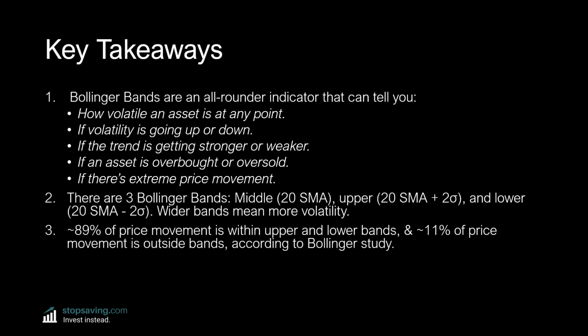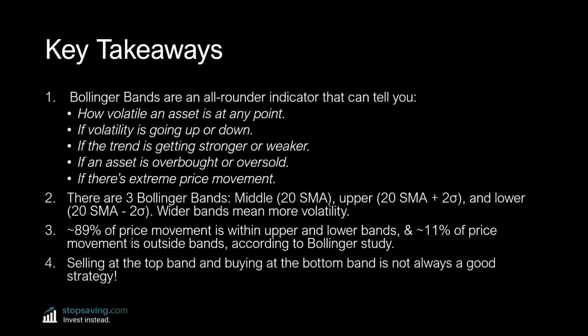3. Roughly 89% of price movement is within the upper and lower bands, according to a study by John Bollinger. That means roughly 11% of price movement is outside of the bands. And finally, number 4, selling at the top band and buying at the bottom band is not always a good strategy, especially for trend traders.